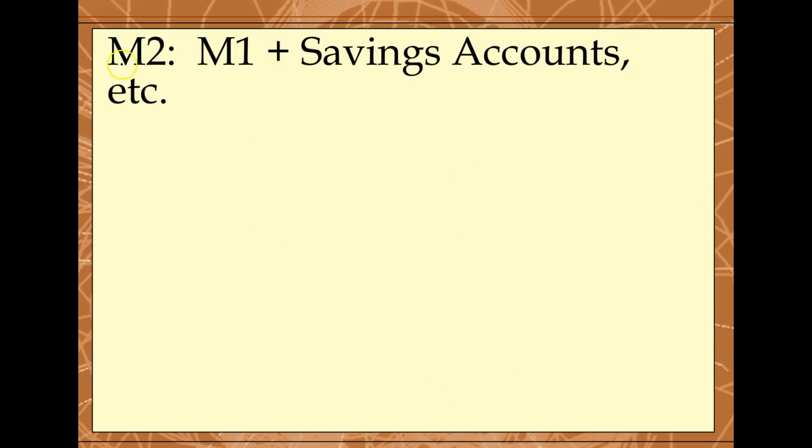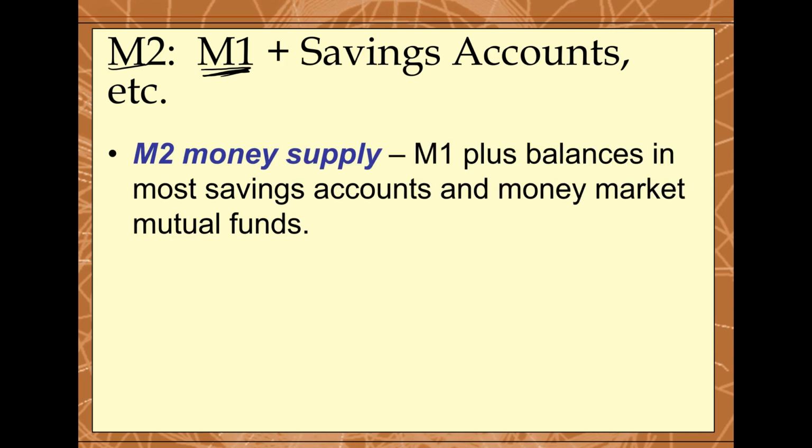Now, M2 is a less liquid classification of money. M2 includes M1 plus some other less liquid forms of money. And they include savings accounts, money market mutual funds, and CD accounts. CD stands for Certificate of Deposit. These are less liquid forms of money. And for the United States, in essence, the money supply is considered to be M2.